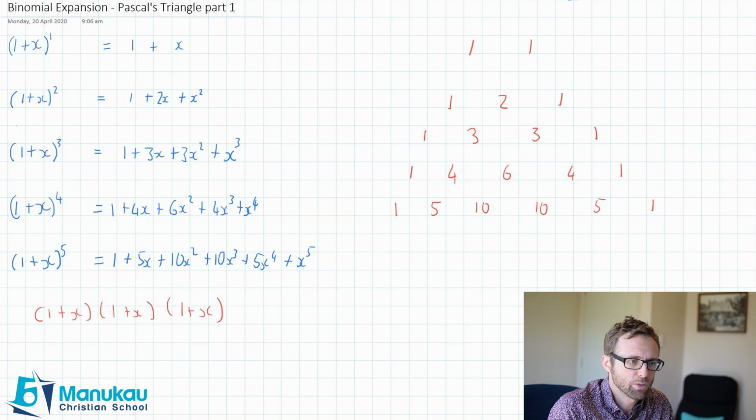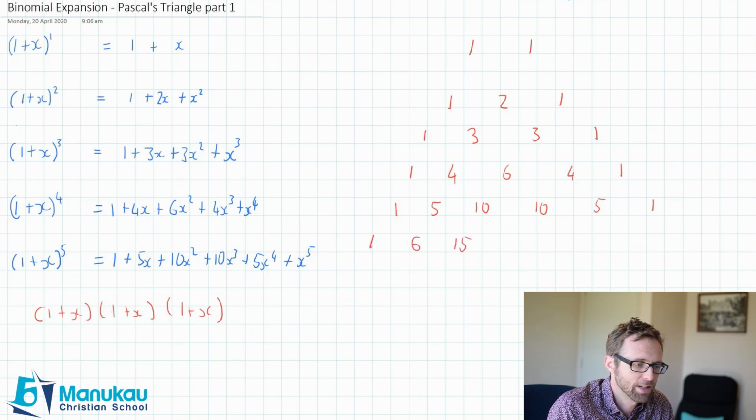But look at how the middles work. 1 plus 1 is 2. 1 plus 2 is 3. 3 plus 3 is 6, or 3 plus 1 is 4. 4 plus 6 is 10, or 4 plus 1 is 5. So we could make a prediction here, and if you are watching this, you might want to stop the video at this point and see if you can predict what our answer would be if we went to 1 plus x to the power of 6. So pause the video.